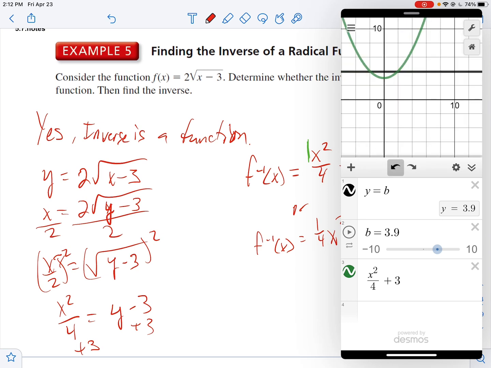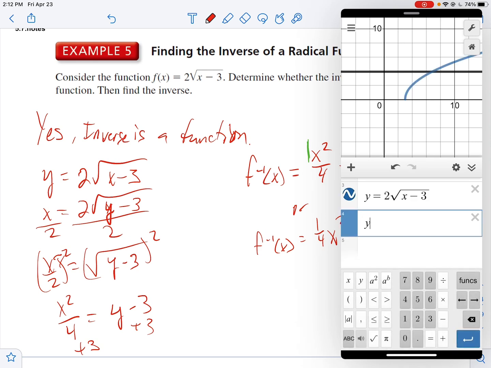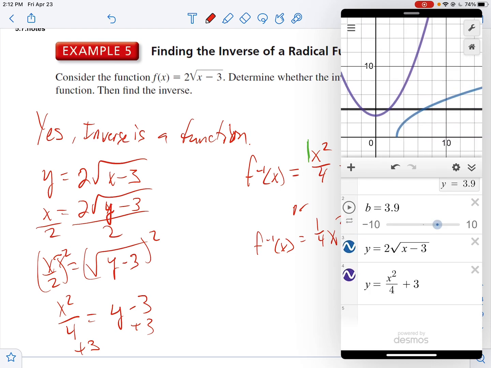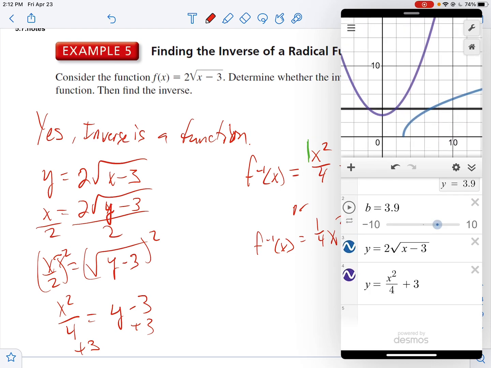Now, let's do undo. There we go. Let's put both on there. So y equals x squared divided by 4 plus 3. Now, if you look at these, they are not exactly the same. The blue one only has one part of the arc. The purple one has both.